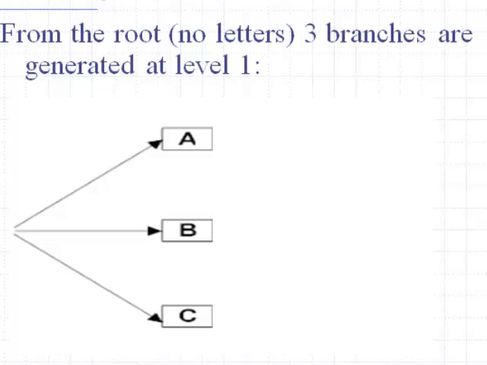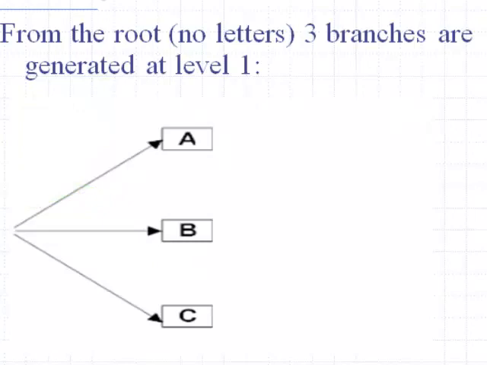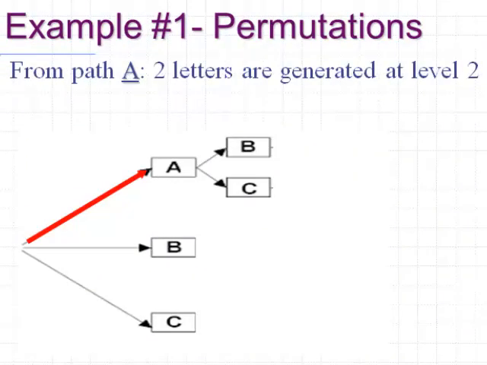So the first step, we generate the new branches. Initially, no letters will have been chosen, and there are 3 possible choices. Those 3 choices are generated: A, B, and C. Step 2, run through each branch. There are 3 branches here. We will have to repeat the process for each one.